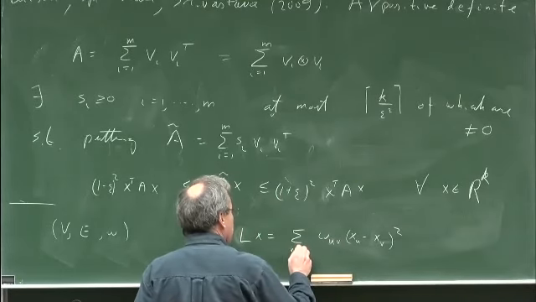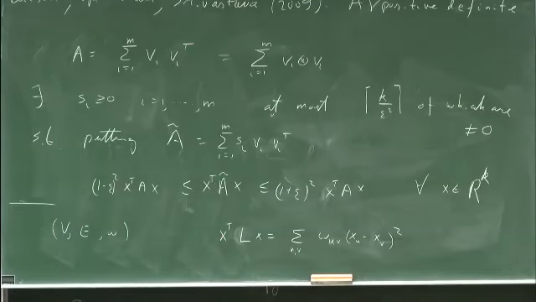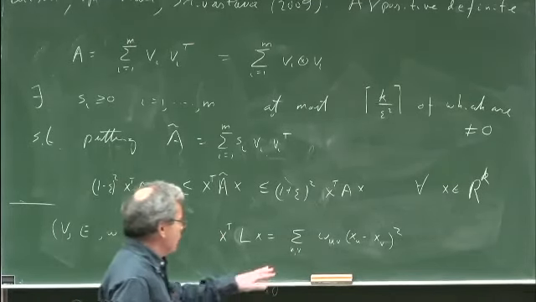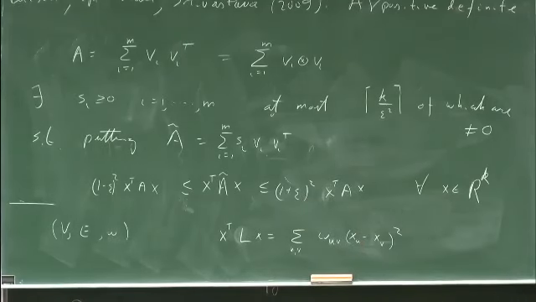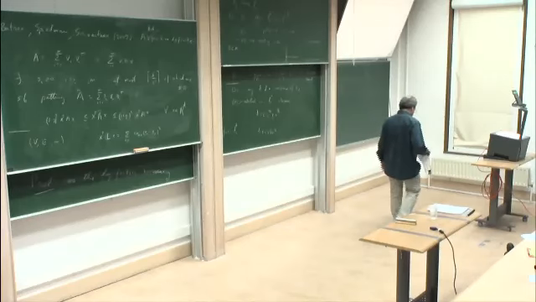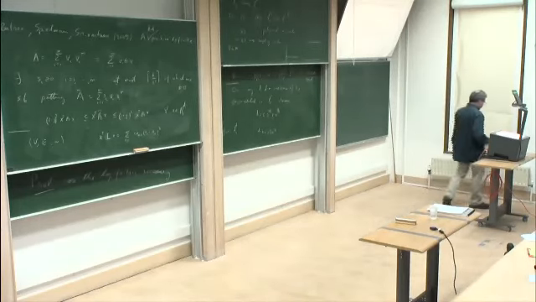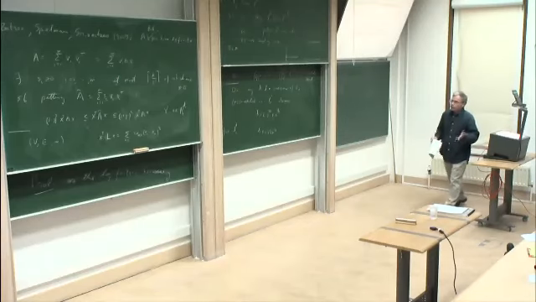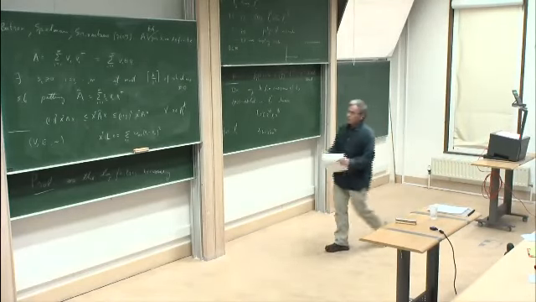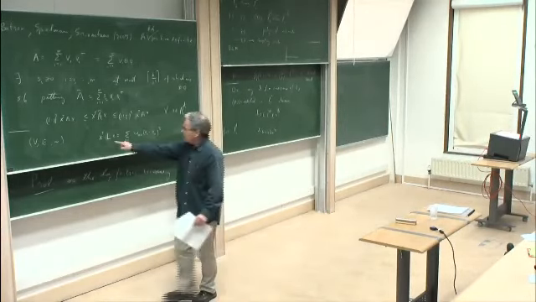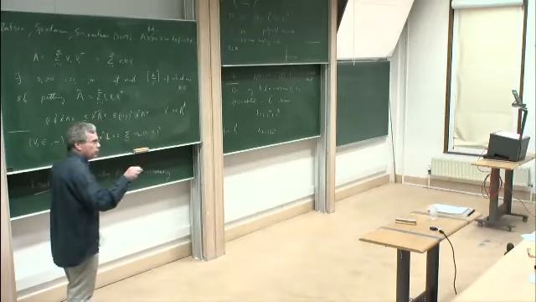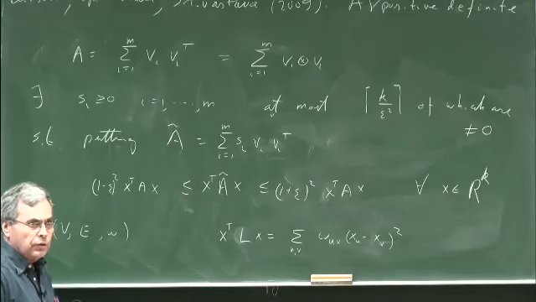Over all u v, or if you want over all edges u v. This is a Laplacian. Maybe you're not all familiar with it. If you're talking about a regular graph with degree d, then this is just d times the identity. L is just d times the identity minus the adjacency matrix.